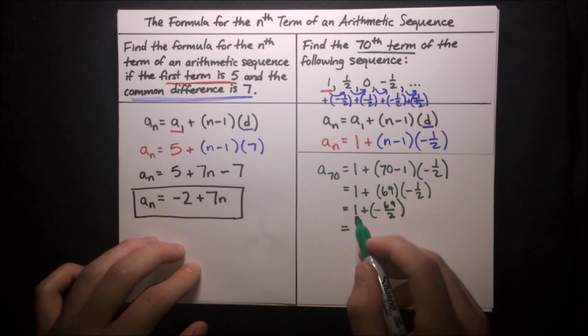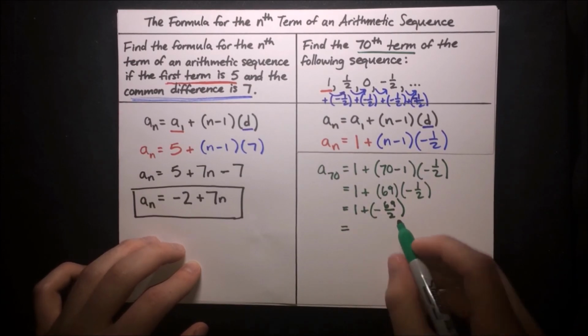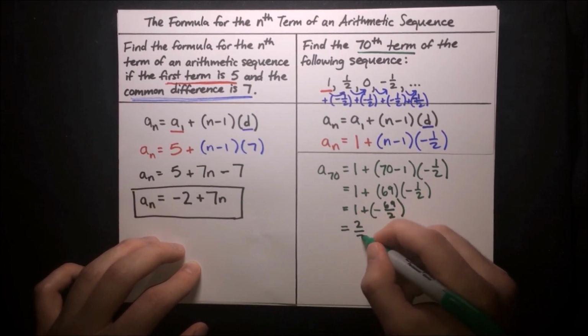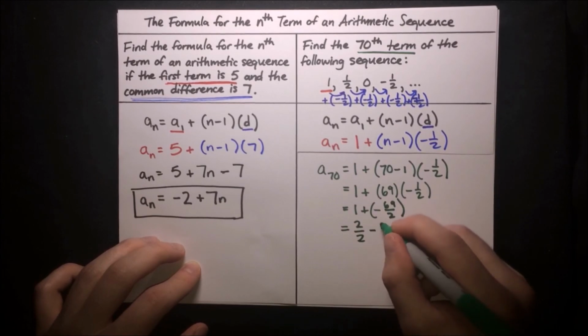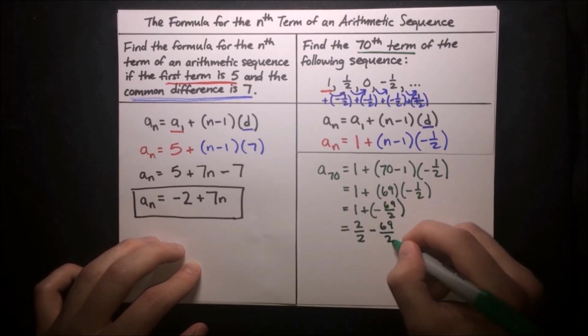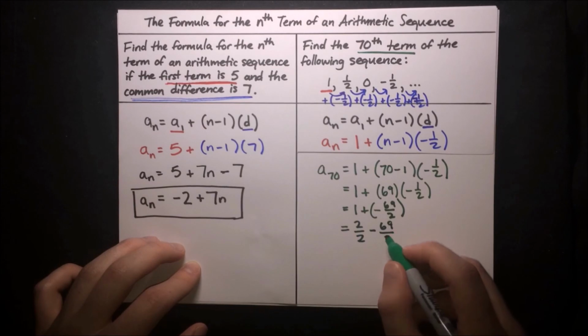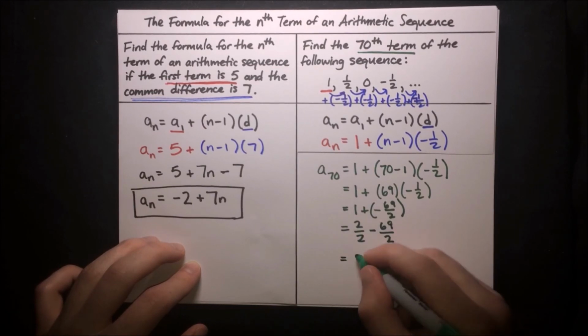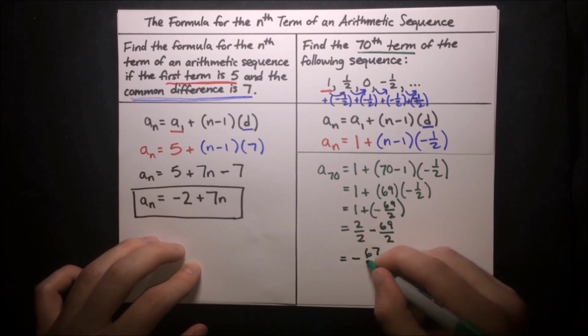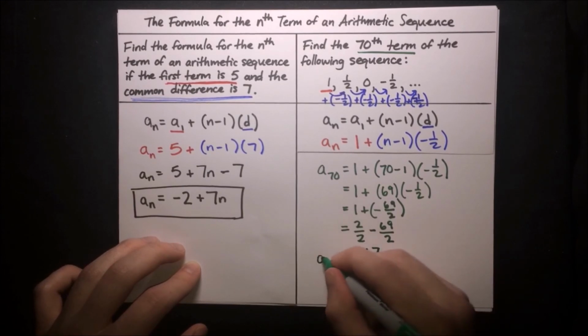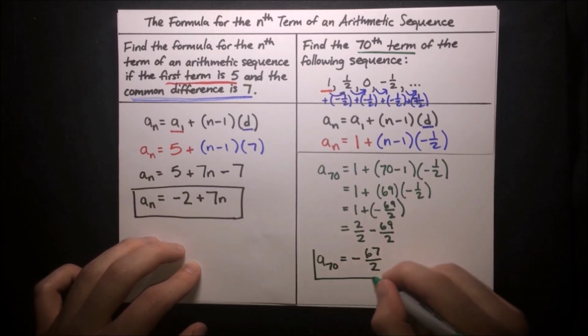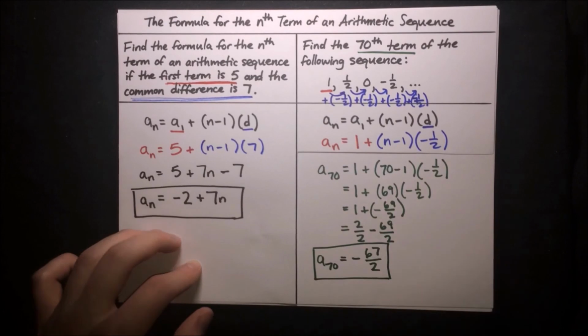So 1, let's convert that to have a common denominator of 2. 1 is just 2 over 2. So we have 2 over 2 minus 69 over 2. And 2 minus 69 is negative 67. So we just have negative 67 over 2. So that's our value for A70. A70 is just negative 67 over 2.